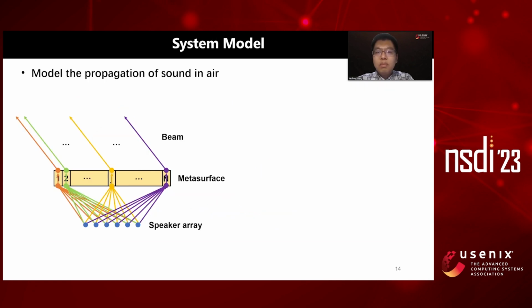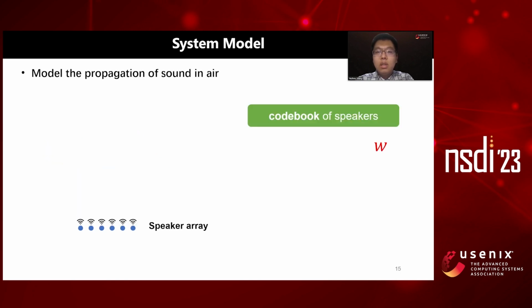To optimize the previous three components, we need to first model the propagation of sound in air. In our model, we divide the sound path through the metasurface into four parts. The first part is the sound played by each speaker. We use W to denote the outgoing speaker signal from the speaker array.